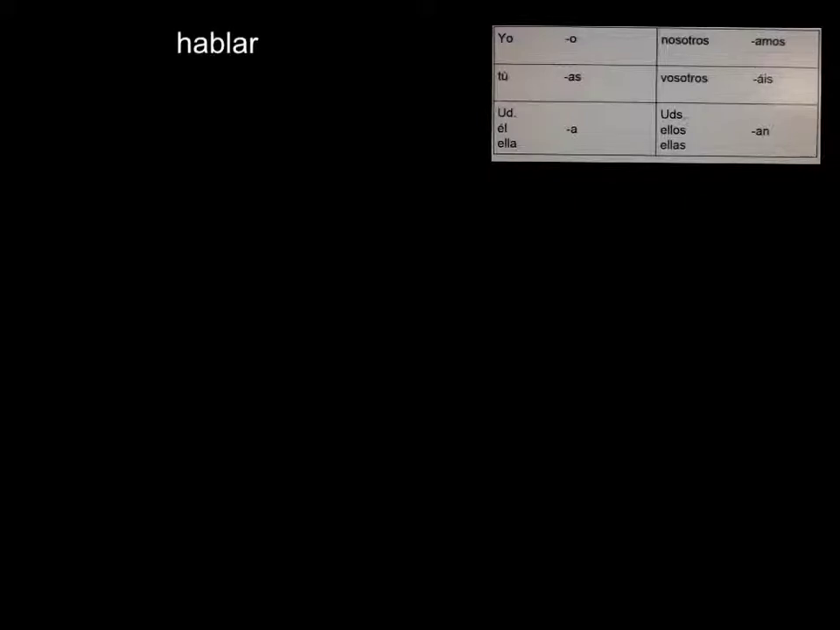The first thing we must do is drop the ending. When you drop the ending, you get rid of the AR, and you are left with what is called the stem of the verb. The stem of the verb is what shows up in the few letters just before the AR ending.